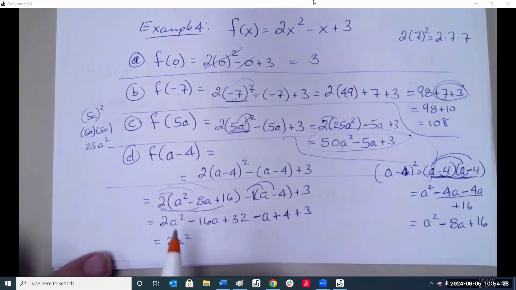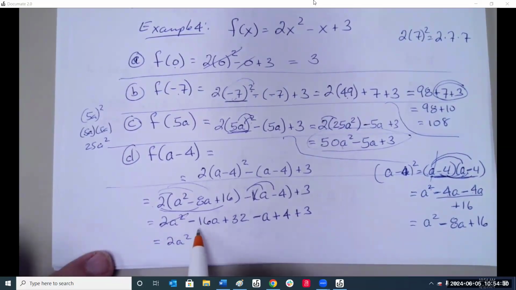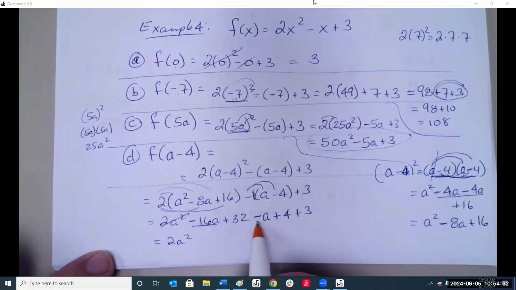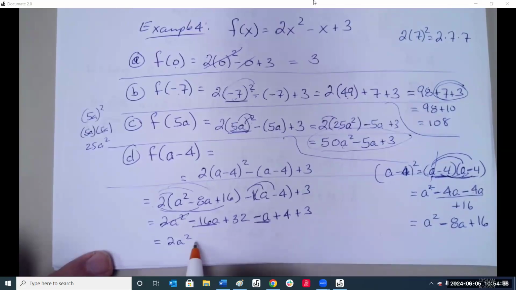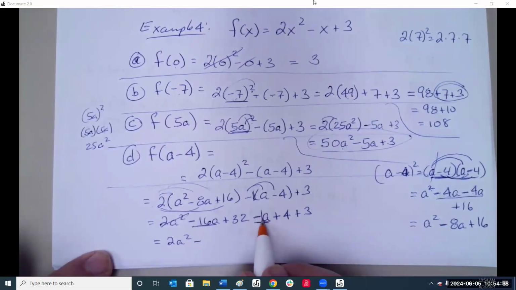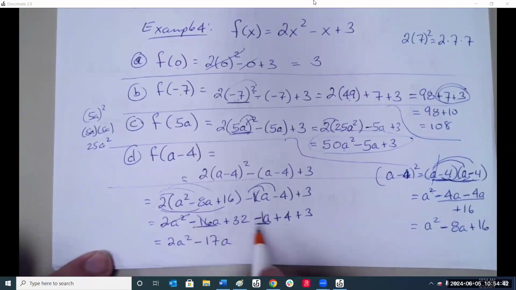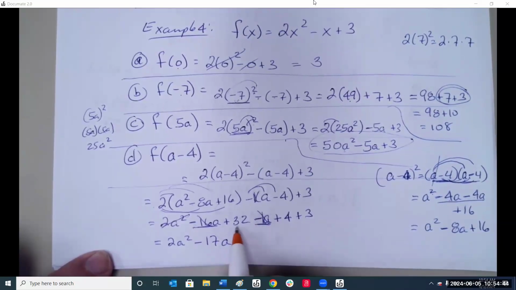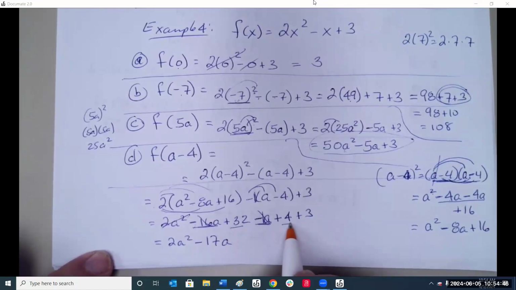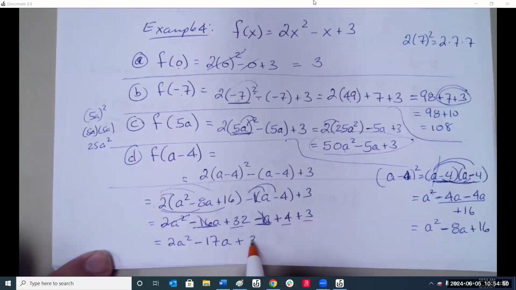So combine like terms, that's 2a squared. We have negative 16a and another negative 1a, so they're both negatives. 16 plus 1 is 17a. 32 plus 4 is 36. Plus 3 is 39.